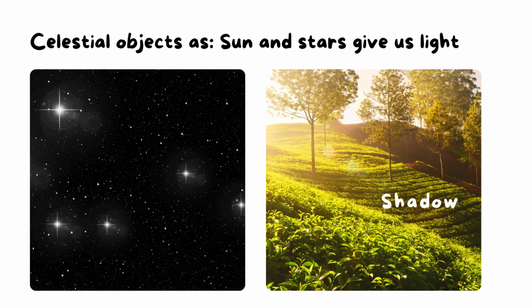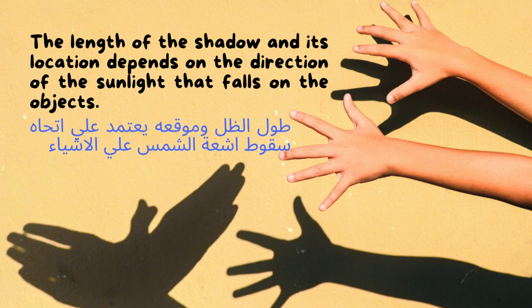The celestial objects like the sun and stars give us light, but the light that comes from the sun can form shadows. The length of the shadow and its location depend on the direction of the sunlight that falls on the objects. The direction of the sunlight is responsible for how the shadow appears. This was a quick introduction for Unit 4.